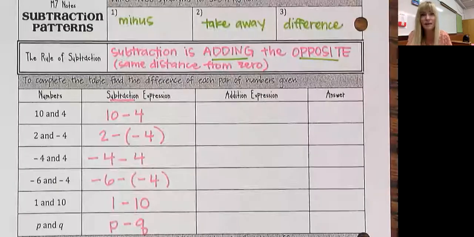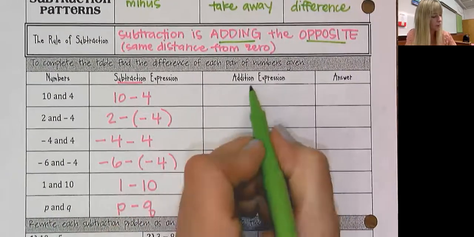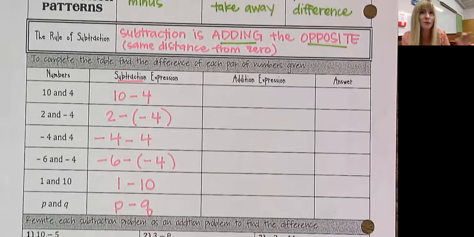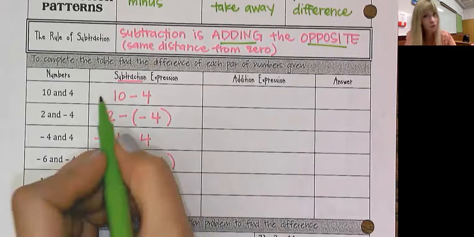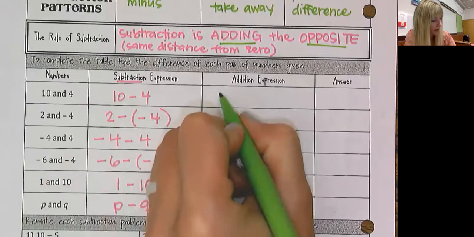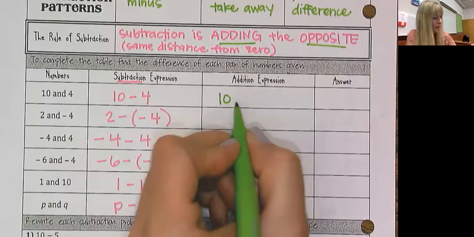The first number never changes. So for all of these, when I turn this into addition, in order to do this mathematically correctly, so I actually get an equivalent value, which is what I want, I'm going to leave that first number alone. So 10, the first number, does not change. It's a positive 10, it stays a positive 10.